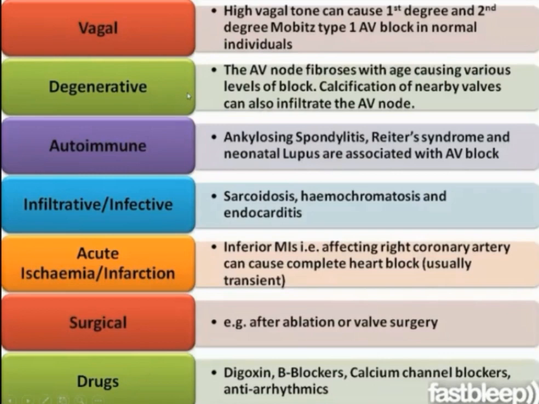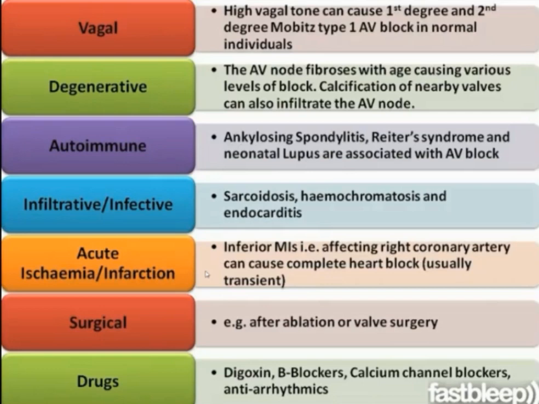Autoimmune disease like ankylosing spondylitis, Reiter syndrome, neonatal lupus erythematosus, okay, are associated with AV block also. Infiltrative causes like sarcoidosis, hemochromatosis, and even endocarditis. If a nearby structure is infected, it can affect the AV node. Acute ischemia, especially in acute infarction, inferior infarction, for example, or anterior infarction. I mean, it's not uncommon to see heart blocks in patients with myocardial infarction. It can be either transient or even can be permanent.